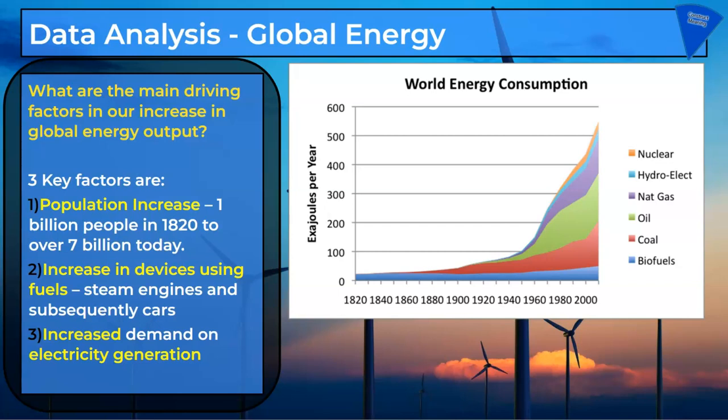So when you're describing this type of data, look for your basic trends, look for the key things that are increasing and decreasing, look for your extremities, what's the highest, what's the lowest, and try to pick out anomalies, and you won't go too far wrong.